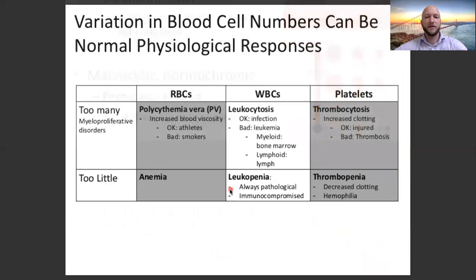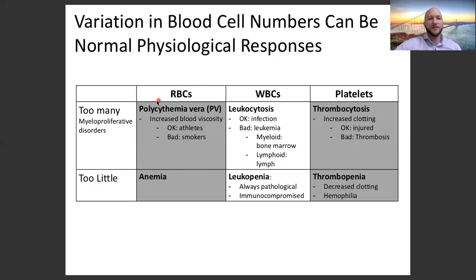All right. So variation in blood cell numbers can be normal physiologic responses. So let's look at red blood cells first. This is kind of pathology more so than physiology, but I still think it's good to think about variations in number of red blood cells.